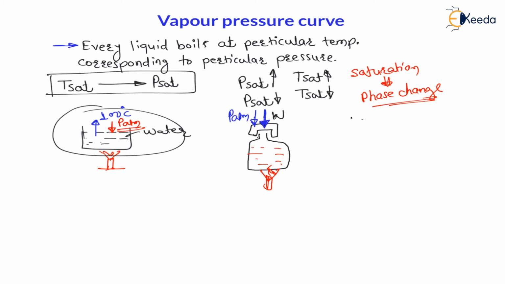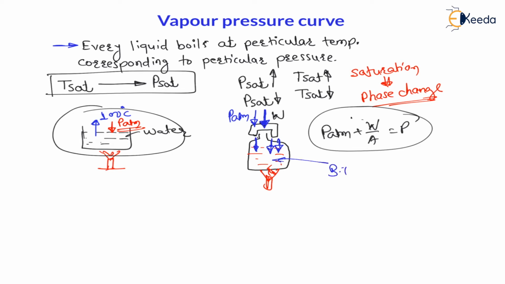Now what is the pressure on this pressure cooker? Atmospheric pressure plus weight divided by area. This is the pressure acting on the pressure cooker, right? Therefore pressure is increased. Therefore as pressure is increased on this water, the pressure on this water surface, we can say, is more than atmospheric pressure. Therefore, the boiling temperature of this water will be more than 100 degrees Celsius.